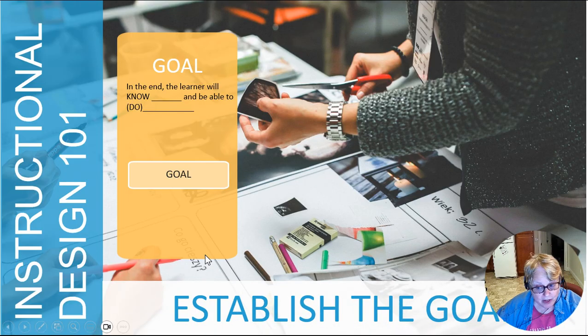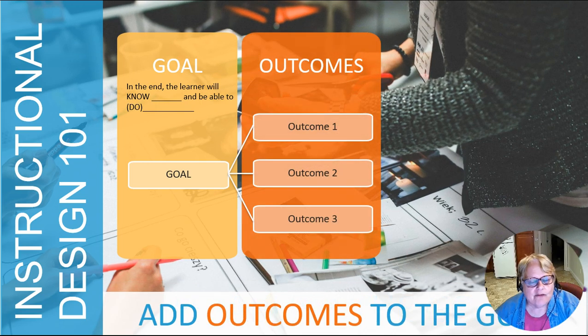Okay, so we've got our goal. When you've established the goal, which again is in the end, what does the learner need to know and be able to do? Not they understand this. How do you know that they know? We're going to talk more about that. From the goal comes the outcomes. These are the sub things that come out of the goal, the sub tasks that come out of it.